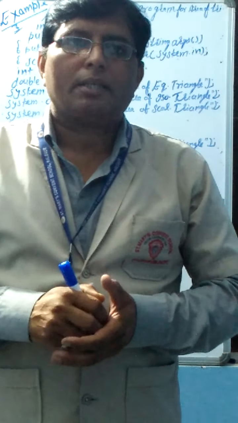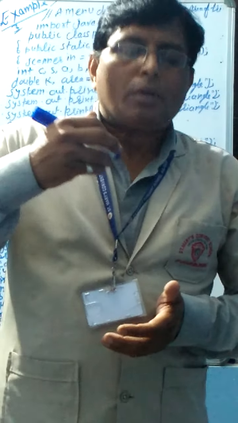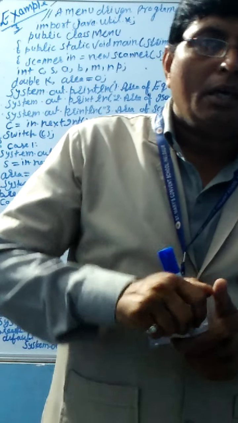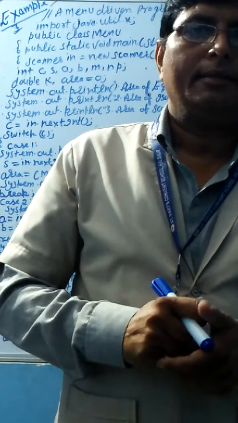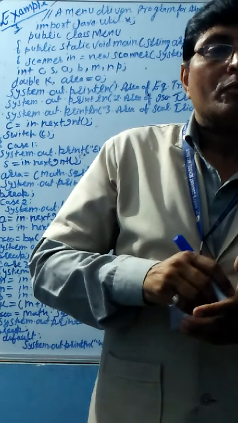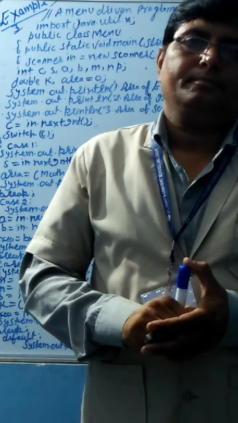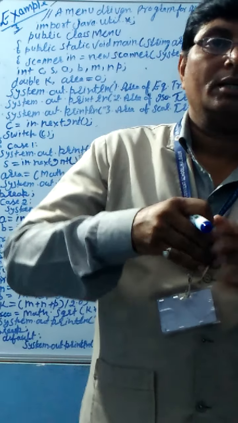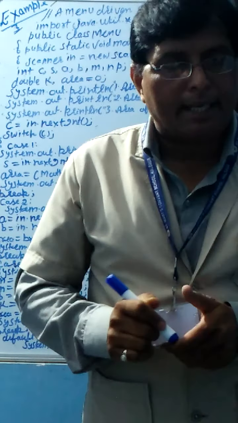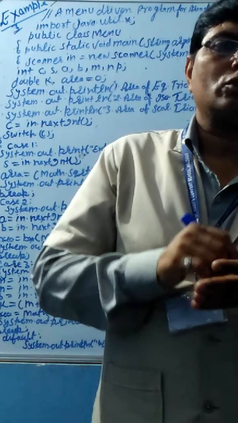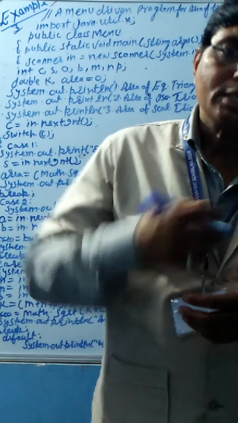The question is to calculate the area of an equilateral triangle, area of an isosceles triangle, and area of a scalene triangle. So first of all we have to know what is the formula of the equilateral triangle, what is the formula of the isosceles triangle, what is the formula of the scalene triangle.